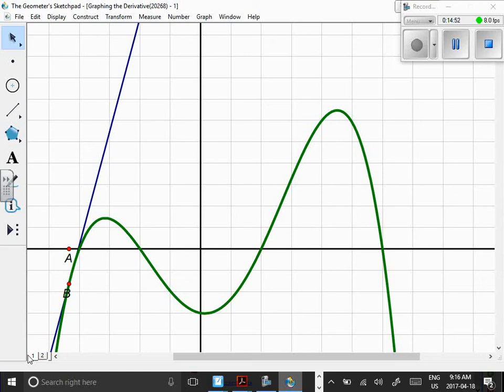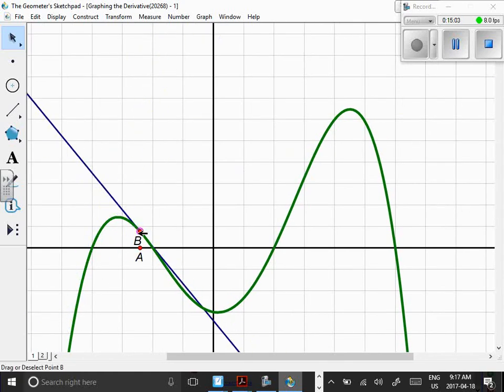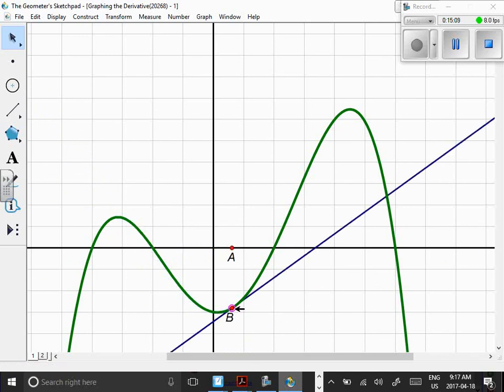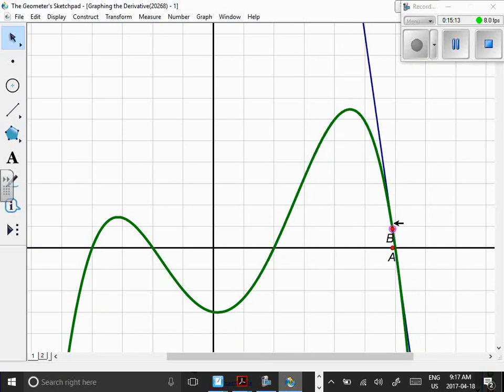So this particular function, if I move this point A along, no, maybe I have to move B. If I move B along, A moves with it, and B is the tangent. So what we want to graph, when we're graphing the derivative, is the function that gives us the slope of the tangent for any x value.